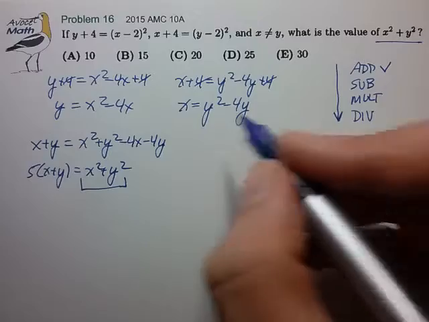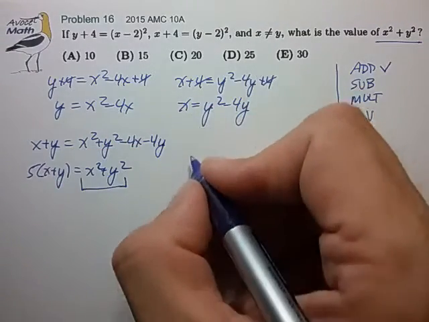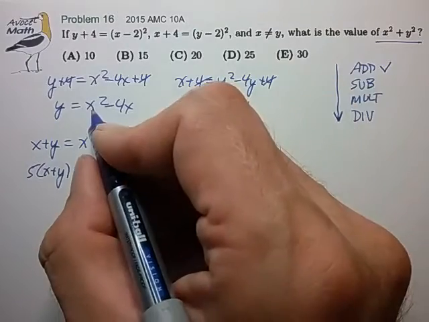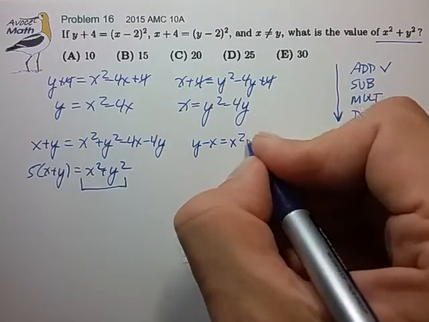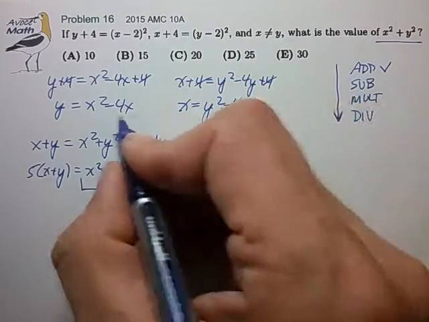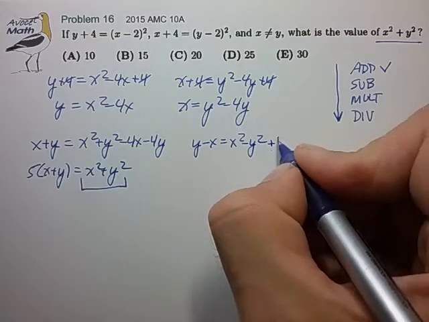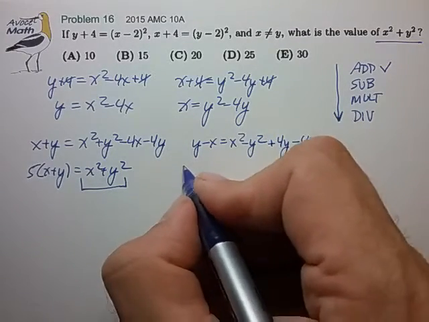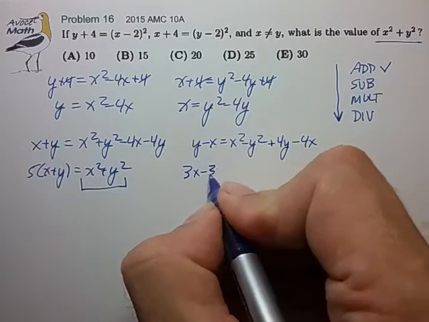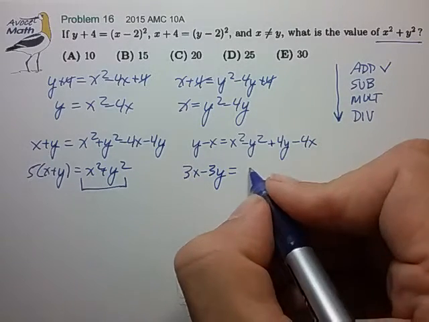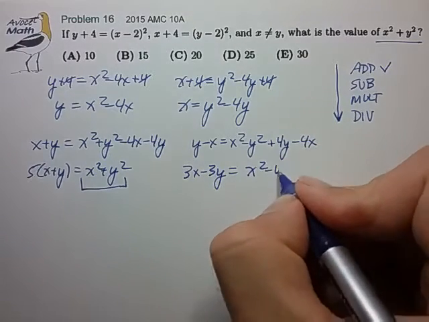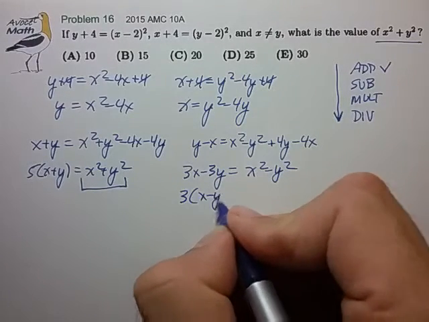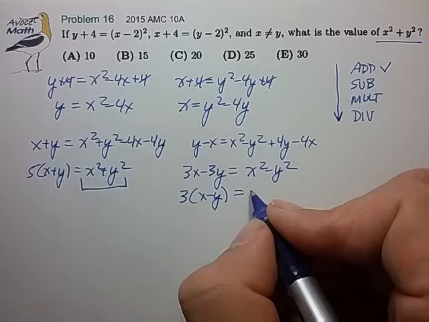Let's try subtracting them. So y minus x is equal to x squared minus y squared plus 4y minus 4x. Bring those to the other side. 3x minus 3y is equal to x squared minus y squared. 3 times x minus y. We can factor this now.